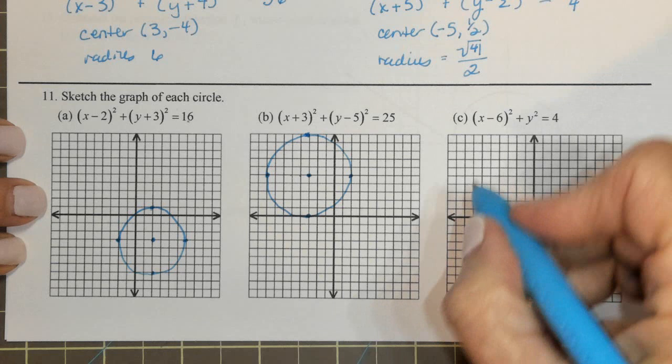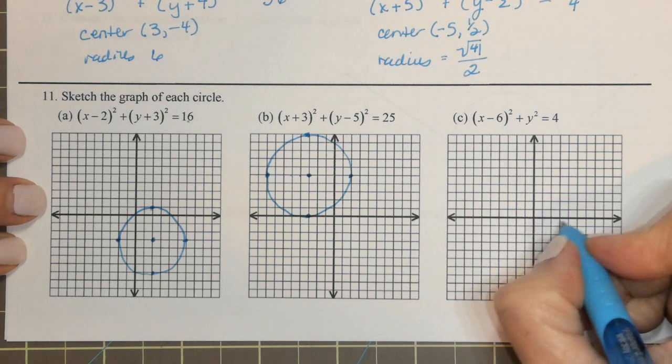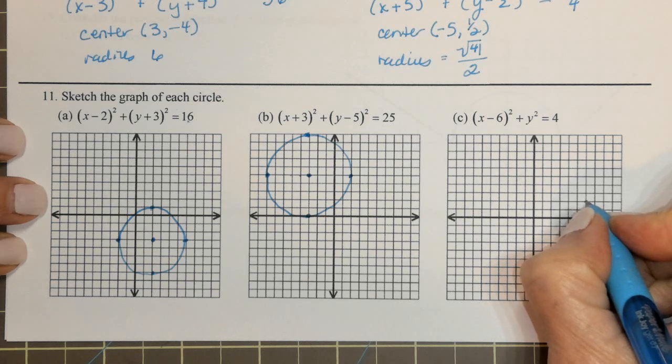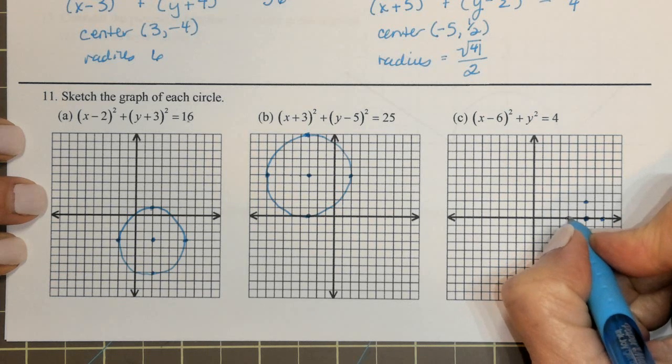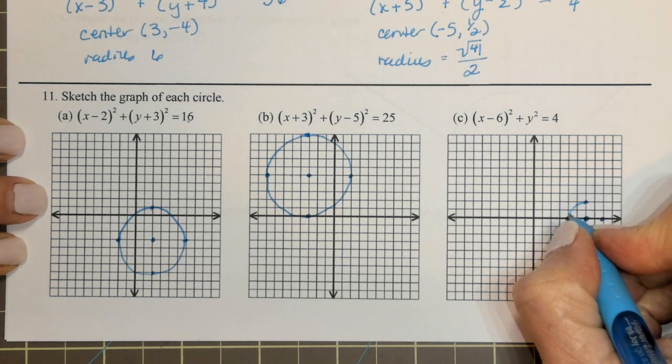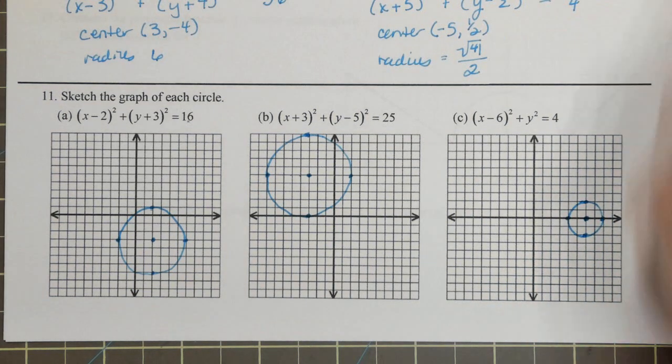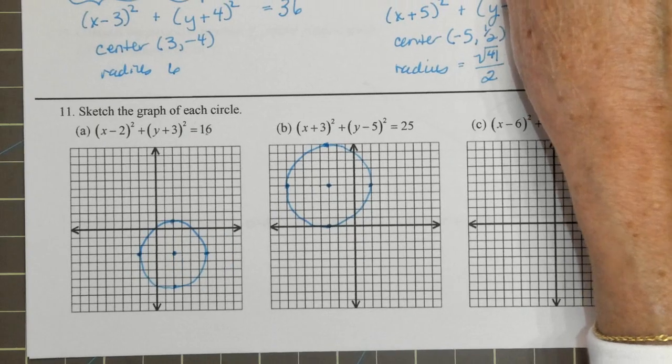Okay, over here, the center would be positive 6, 0. The radius is 2, so 2 in every direction. Sketch your circle. Okay.